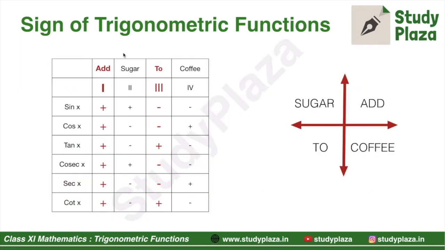This is a simple way to learn the signs of different trigonometric functions. Just draw the coordinate axes and write the line: add sugar to coffee. Add means all 6 trigonometric functions will be positive in the first quadrant, and sugar means S, S stands for sine. Sine and cosec will be positive in the second quadrant, remaining all will be negative. Similarly, in the third quadrant, T means tan and cot will be positive and remaining all will be negative. In the last quadrant, C means cos and its opposite sec, both will be positive and remaining will be negative.